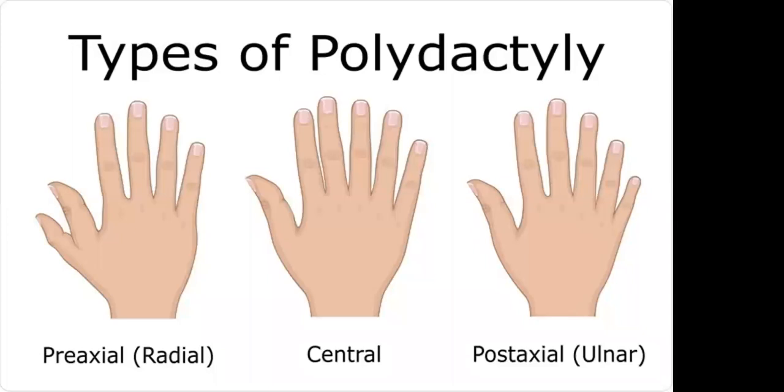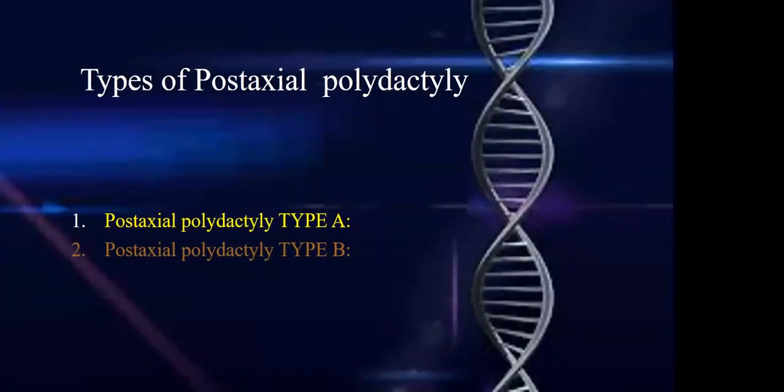And the third one is post-axial, or ulnar. It means that if some people have a disorder where the extra finger is on the lateral side of the right hand or left hand, this is called post-axial polydactyly. So let's discuss the subtypes of post-axial polydactyly. The subtypes are type A and type B.